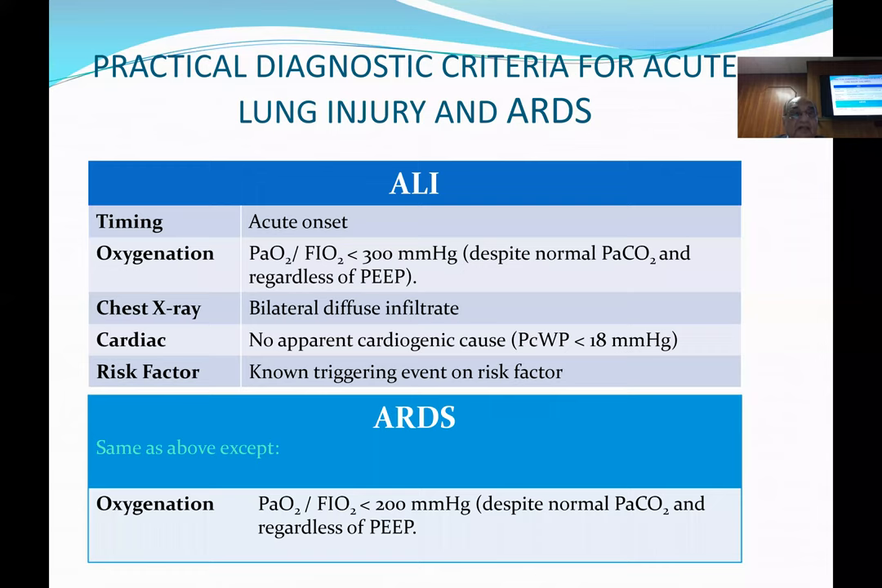Then on chest X-ray, you look for bilateral diffuse infiltrates. It could be unilateral in ARDS.